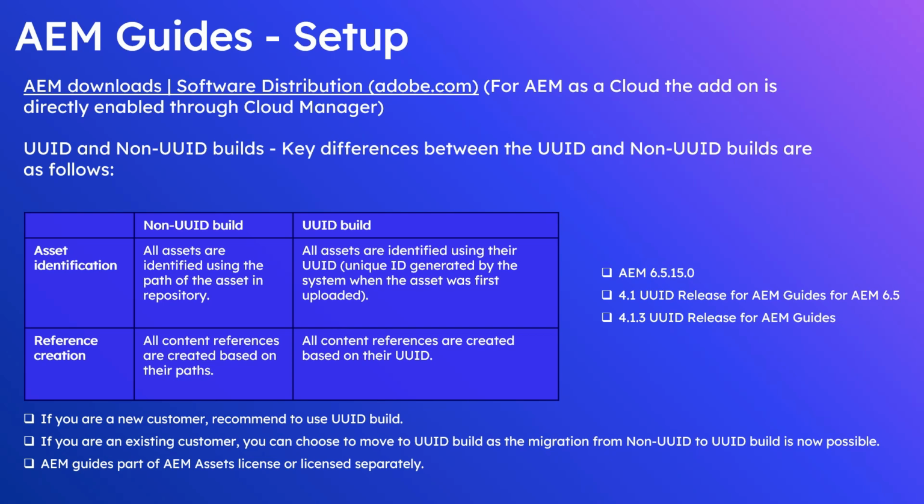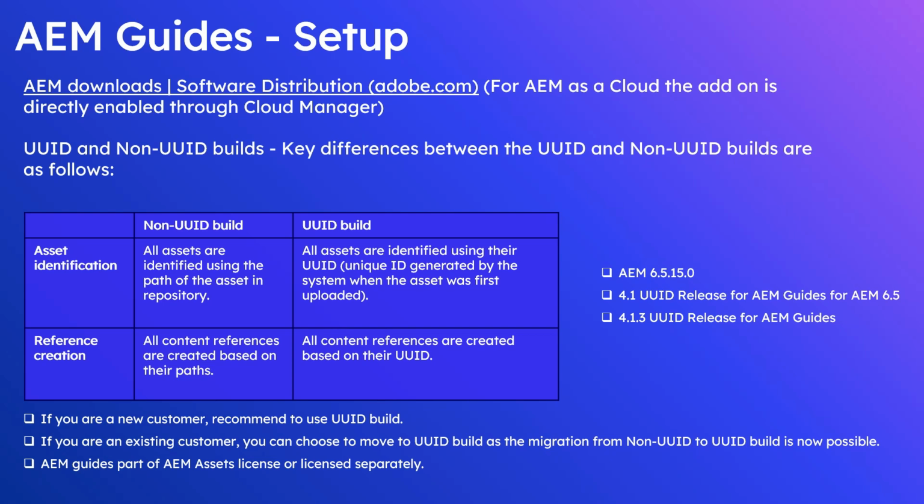There are two versions of packages. One is UUID and non-UUID builds. The key difference between the UUID and non-UUID builds are, one is asset identification, the next one is reference creation. For non-UUID build, all assets are identified using the path. So for UUID build, all assets are identified using their UUID, means unique ID generated by the system.